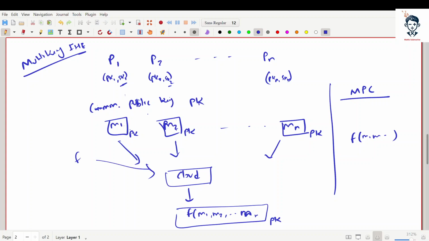Why is it called multi-key FHE? Because every person has their own pair of keys. And why is it FHE? Because the cloud gets encrypted data as input and computes the output, which is encrypted again. So the cloud doesn't know what the message is, and doesn't even know the outcome, the value of the function. This is what multi-key FHE is. Our focus will be on these two only.